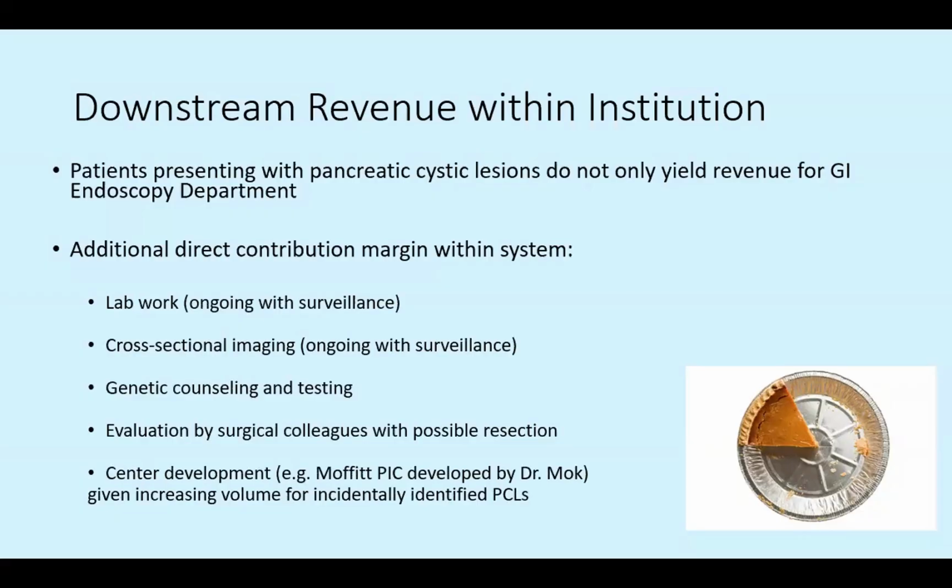Also with your surveillance, you're going to have cross-sectional imaging, particularly at that facility, because many times if you have them go to more local or community, it may not be as high quality and not as accurate for that. They're going to undergo genetic counseling and testing. They're going to be evaluated by our surgical colleagues. They may get a possible resection.